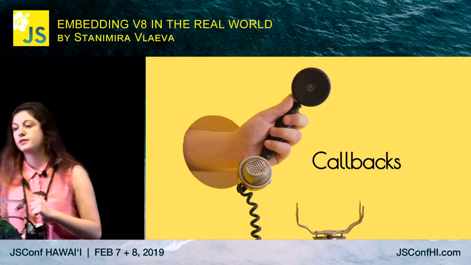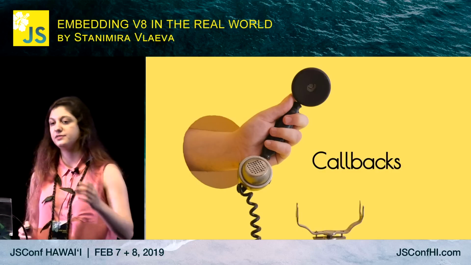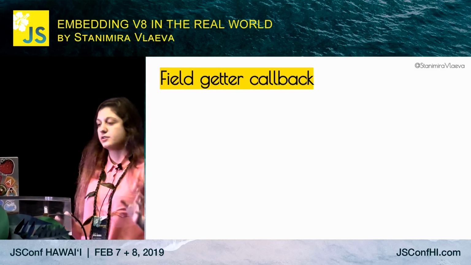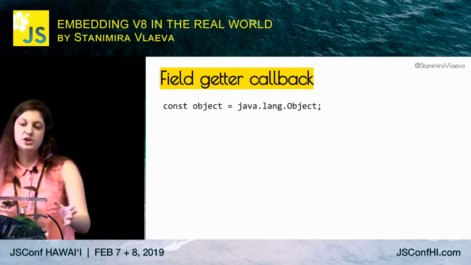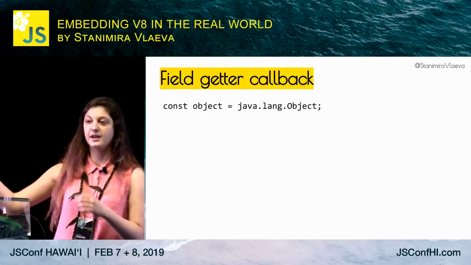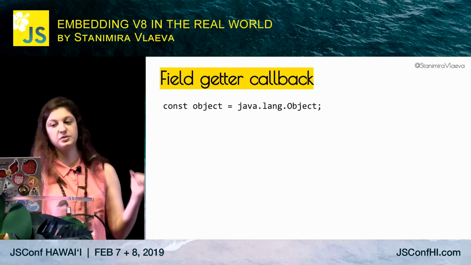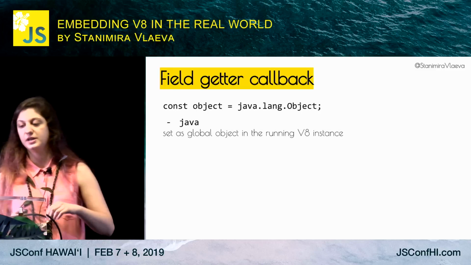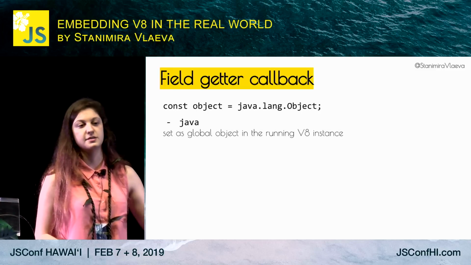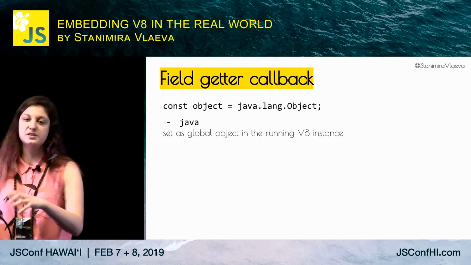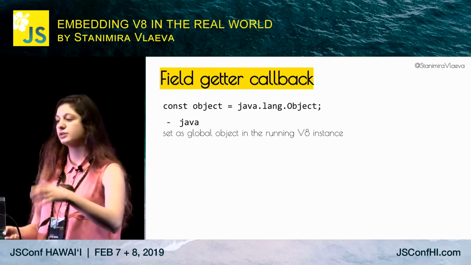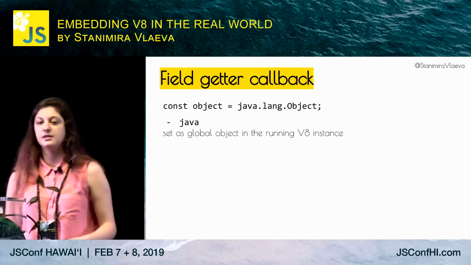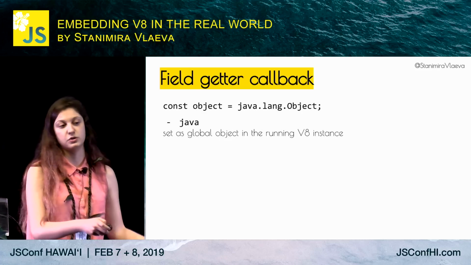So callbacks, very important if you are ever going to embed V8, callbacks are everywhere. First, we have a field getter callback. So const object equals java.lang.Object is actually a valid JavaScript code in NativeScript. Java comes from something that we set on the V8 instance as a global object because it was inside the metadata. So we know that we can access the Java package or Java because it's available in the Android world.